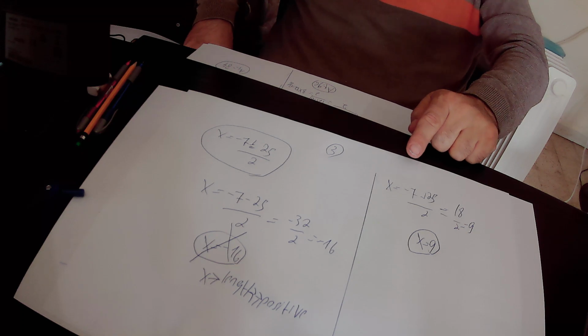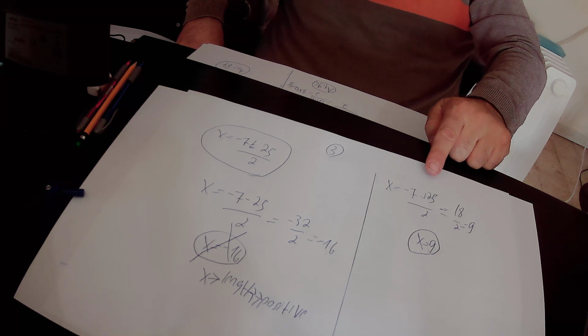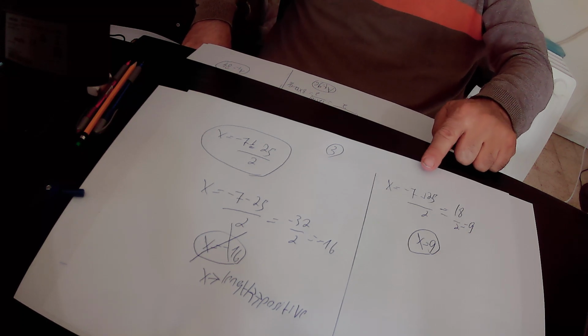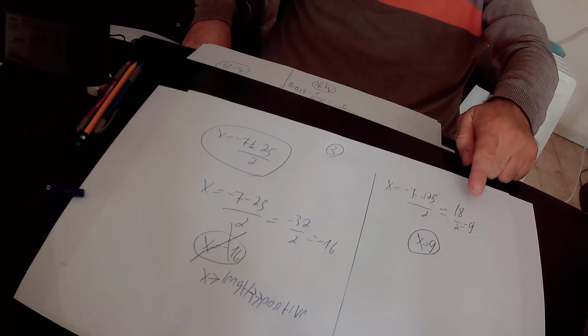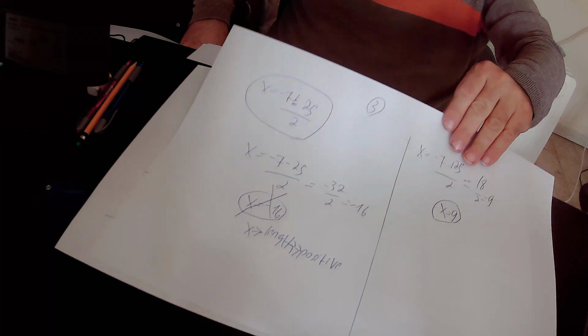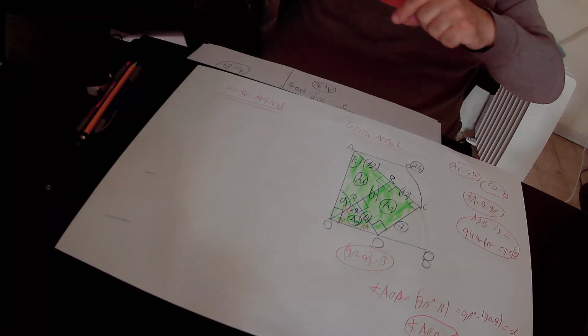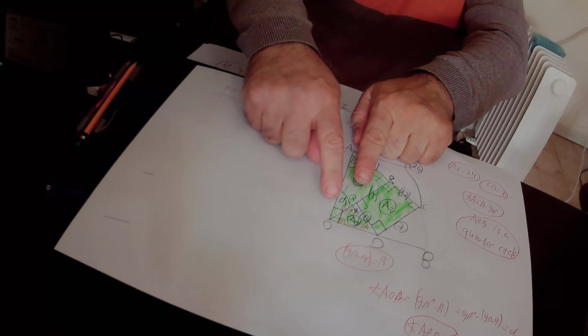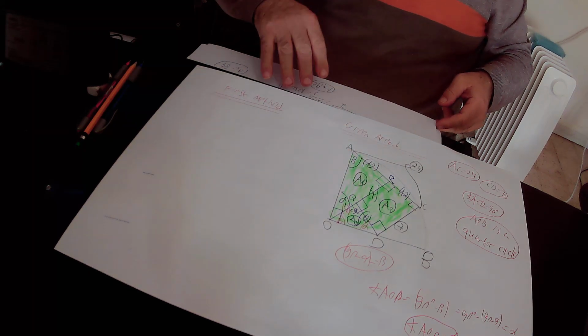The second solution for x is x equals minus 7 plus 25 over 2. 25 minus 7 is 18, and 18 over 2 is 9. So in conclusion, the value of x is 9. Here, x, that is the length of line segment QO, equals 9 units.